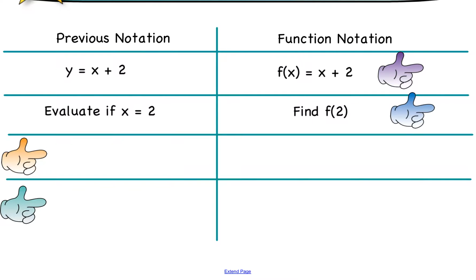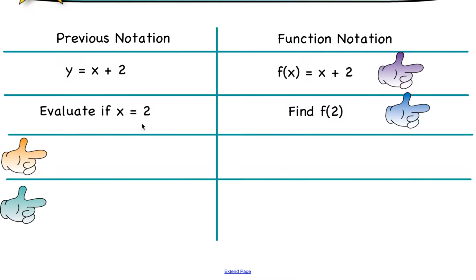So if we want to evaluate that function, we would say evaluate if x equals 2, and you know that you would plug in 2 for x. The way we would write that in function notation is this: we would say find f of 2. That just means instead of the letter x, we're going to plug in the number 2 in the function over here on the right.